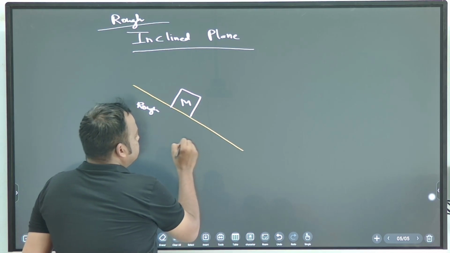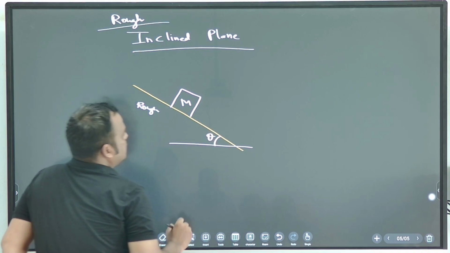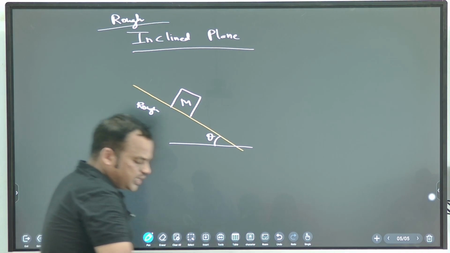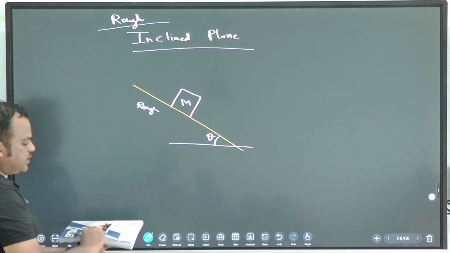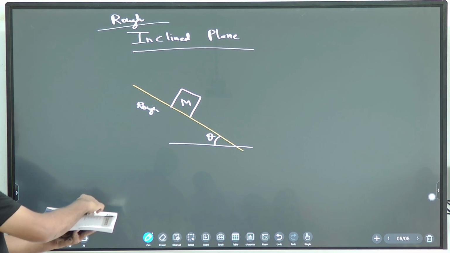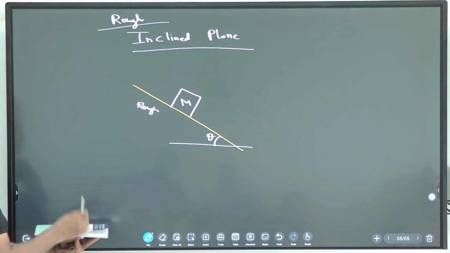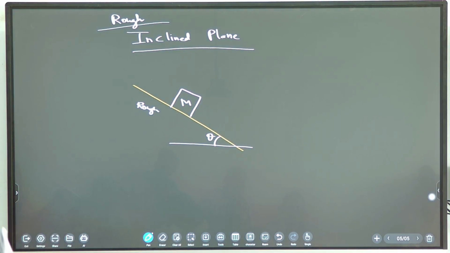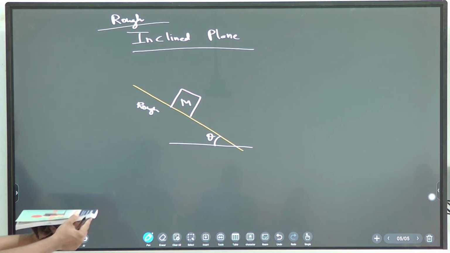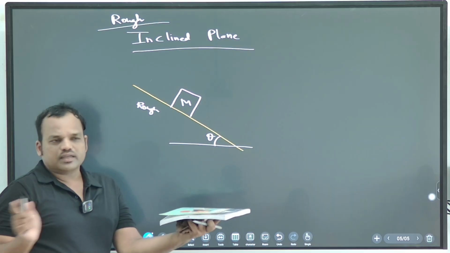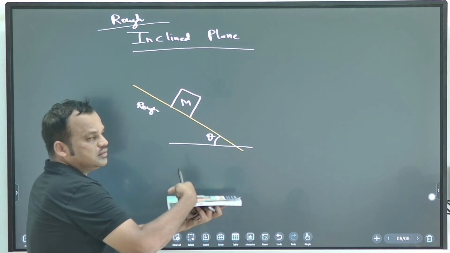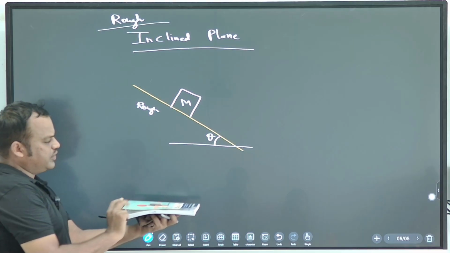Now this plane is rough. So first of all, this is theta. If you increase theta, what happens? Right now what is theta? Give me a pen, any object. That cap is better. Okay. What is the angle now? 0. Very good.